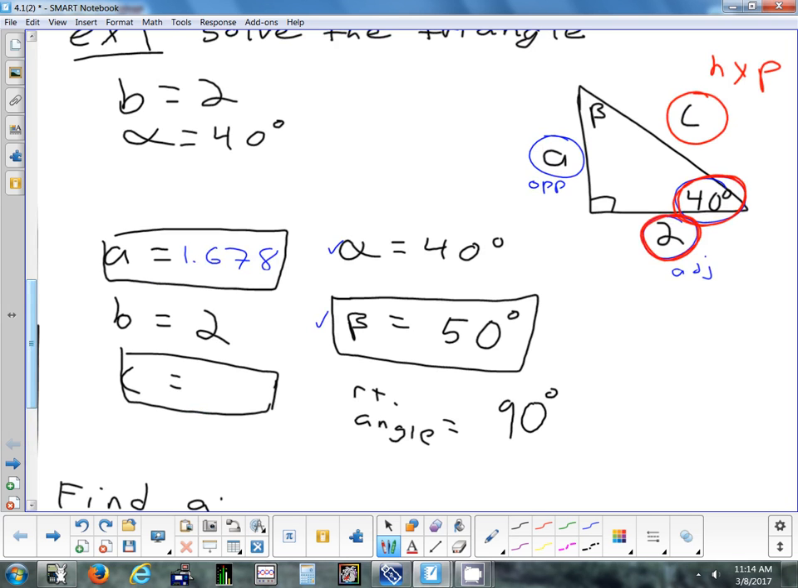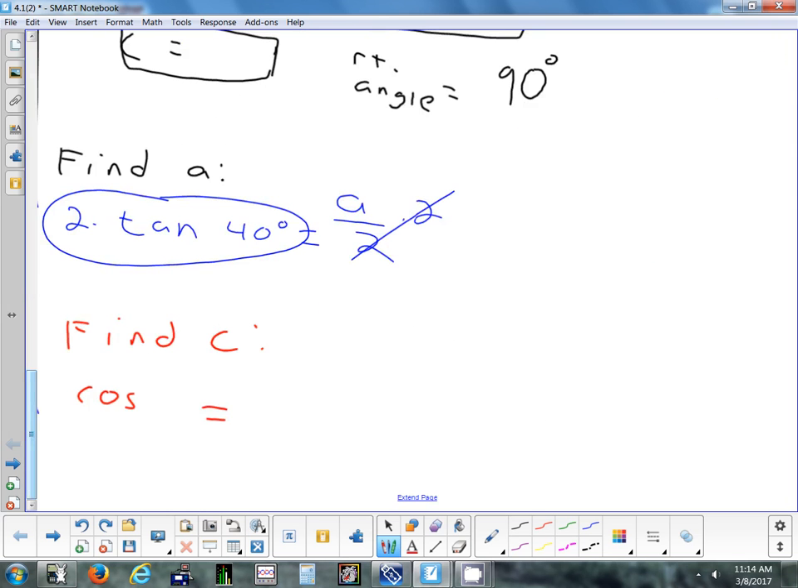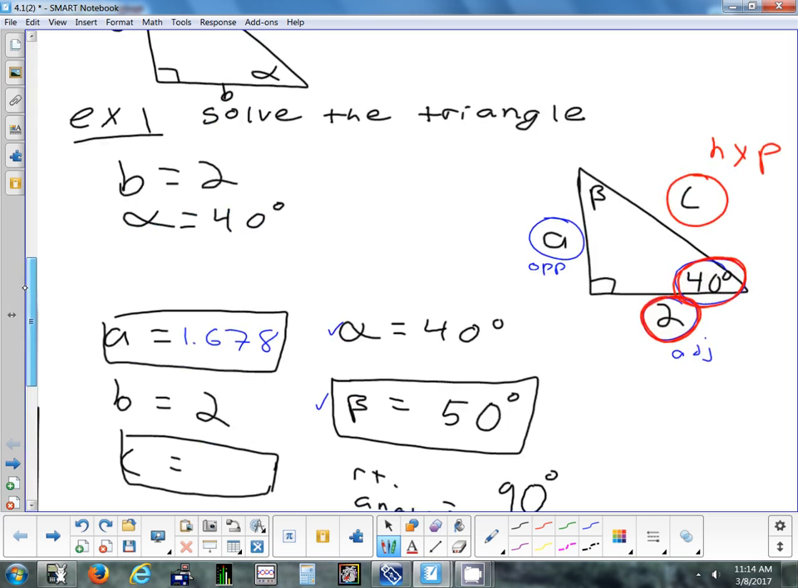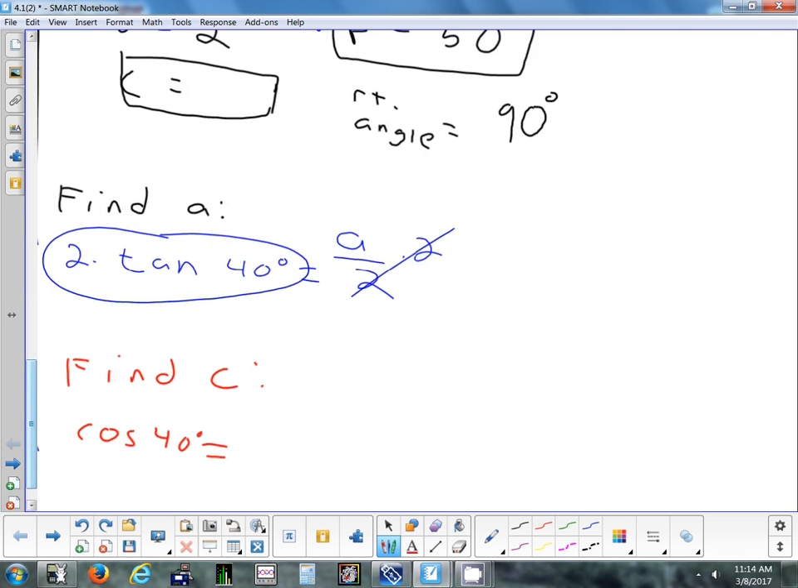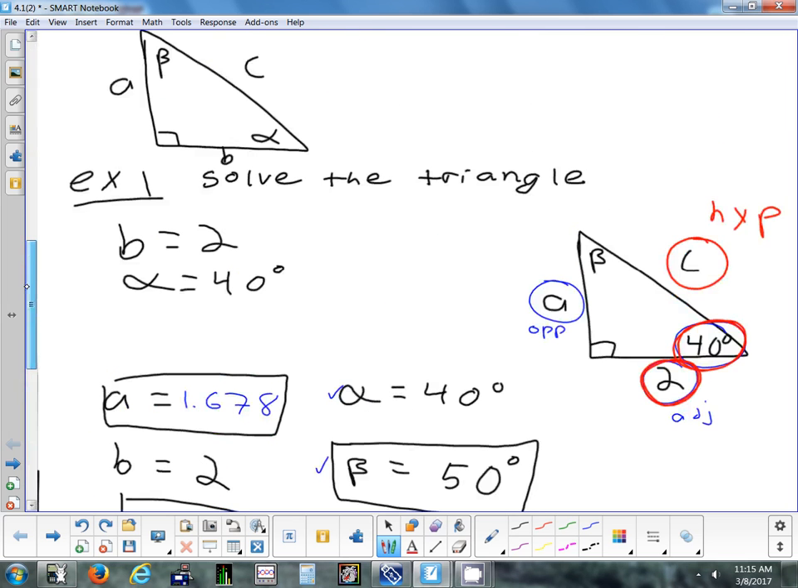Yeah, Marcus? Cosine. No, the 90 is not something I'm using. 40, yep. There you go. Cosine 40 equals C.